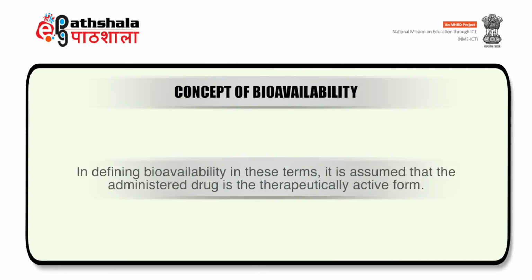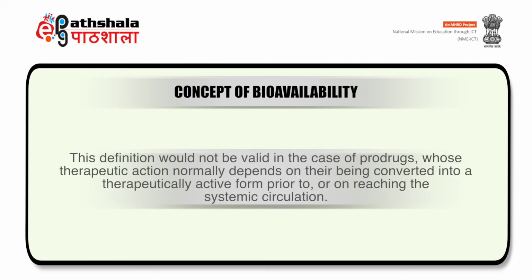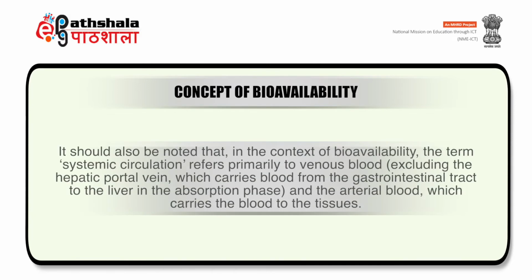In defining bioavailability in these terms, it is assumed that the administered drug is the therapeutically active form. This definition would not be valid in case of prodrugs, whose therapeutic action normally depends on their being converted into a therapeutically active form prior to or on reaching the systemic circulation. It should also be noted that in the context of bioavailability, the term systemic circulation primarily refers to the venous blood and the arterial blood which carries the blood to the tissues.